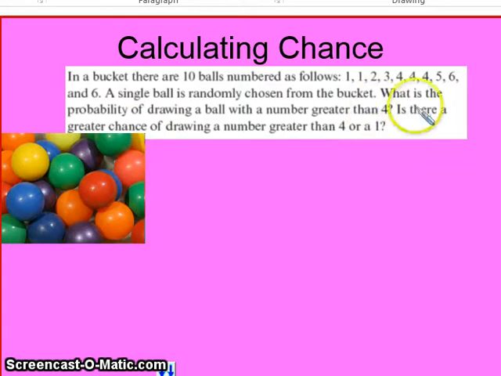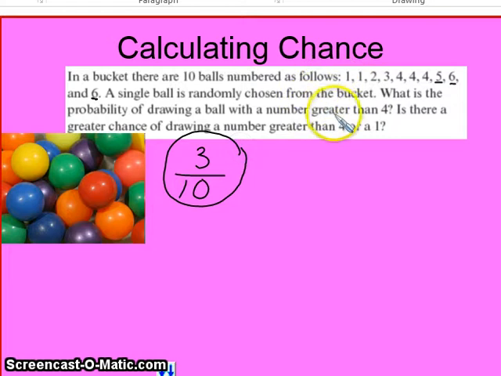Okay, so we'll start with the first question. What is the probability of drawing a ball with a number greater than 4? Well, what possible numbers can we draw greater than 4? We've got 5, there's only one of those, and then we've got 6, and there are 2 6s. Okay, so how many favorable outcomes do we have? We have 1, 2, 3 balls in the bucket that are numbered greater than 4. So it's 3 out of how many total balls are in the bucket? 10. So the probability of drawing a ball with a number greater than 4 is 3 out of 10.